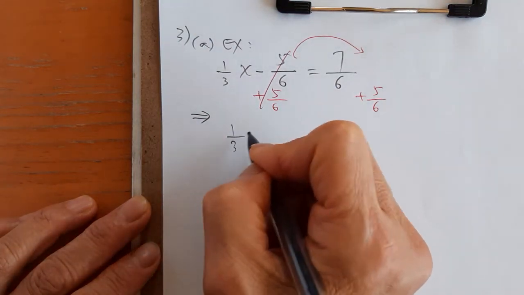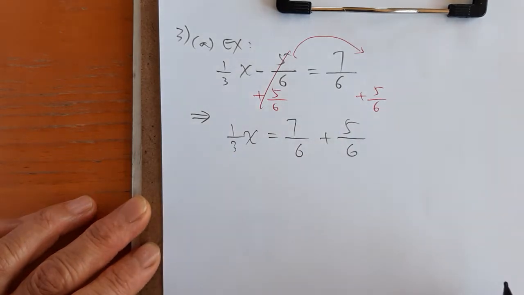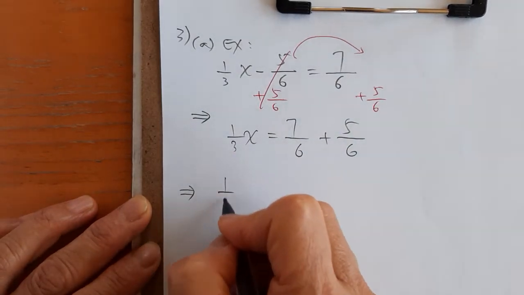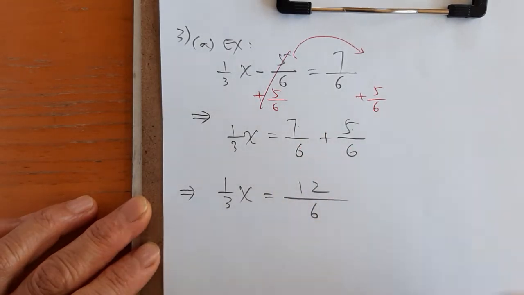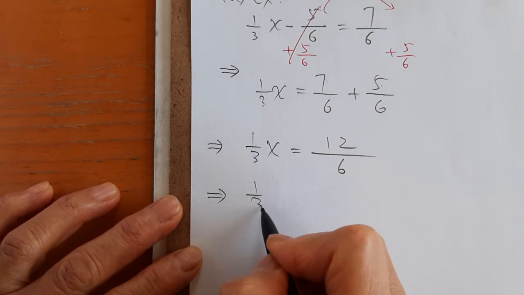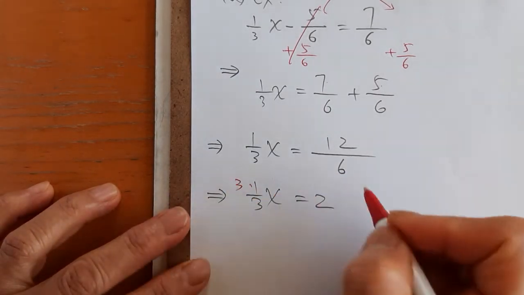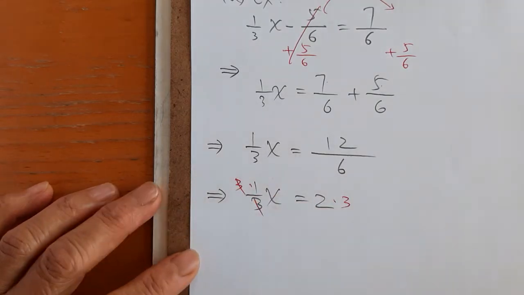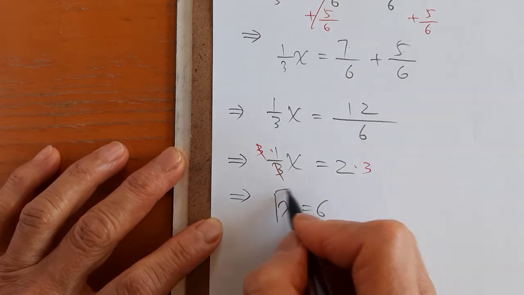So you got 1/3 x equals 7/6, add 5/6. Then you add together. So it's 1/3 x equals 12/6. 7 add 5 is 12/6. And 12 divided by 6 is 2. So it's 1/3 x equal 2. Then you times by 3 both sides. And 3 cancel. You will get x. X equals 6.